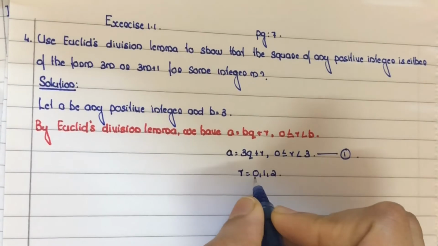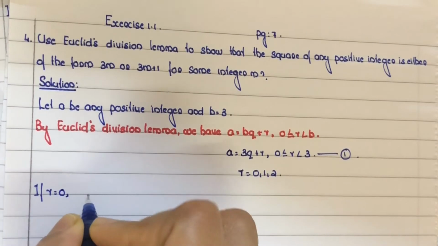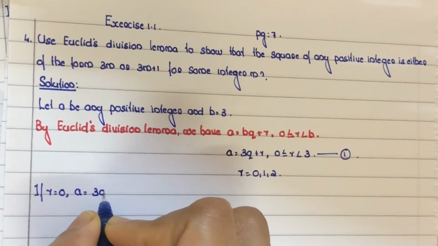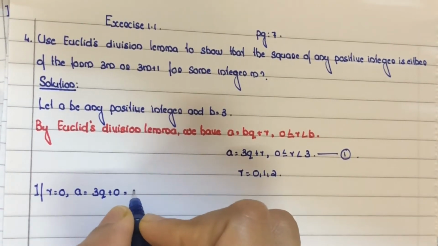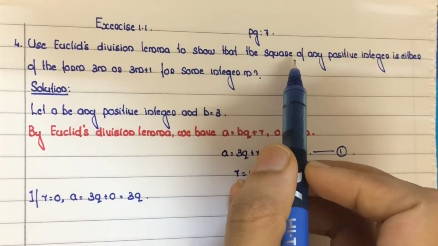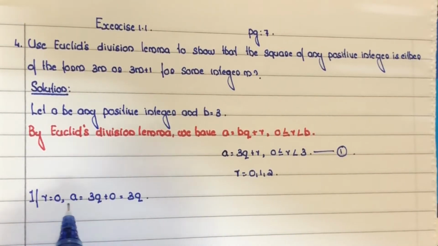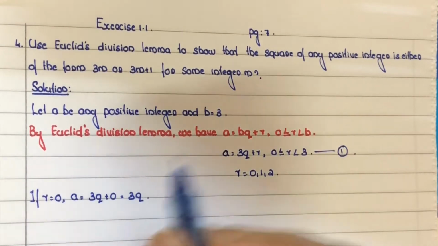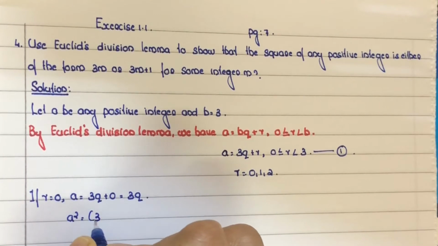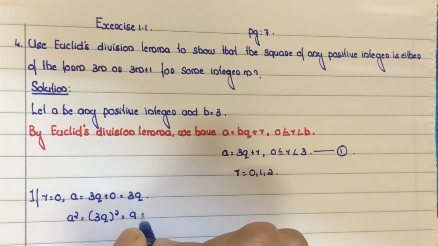Then first r equal to 0. If r is equal to 0, substitute here. A is equal to 3q plus 0, that is equal to 3q. Here the question is to show that the square of any positive integer, and when r is equal to 0, the positive integer is 3q. Now square of the positive integer, that is a square, is equal to 3q square, that is 3 into 3 is 9, q square.